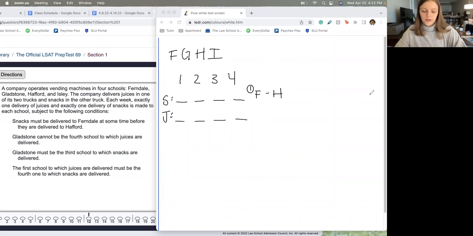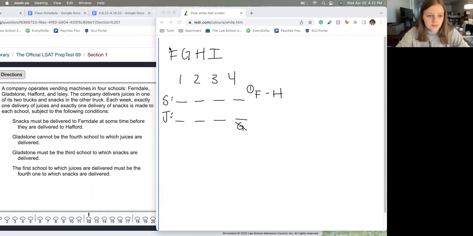I guess I can write a 1 up here. Rule number 2 says G cannot be the 4th school to which juices are delivered. Pretty simple rule. It's just telling me where G cannot go. We know G can't go in that 4th spot for J. When I'm writing where variables can and can't go, I'm just going to put it underneath it. You can put it on top of it if you want, but I'm not going to put it up here because to me, at least, that's telling me G can't go in 4 for all of these. So because it's specific to juices, I'm just going to kind of tuck it in with the juices, so I'm not getting it mixed up with my snacks.